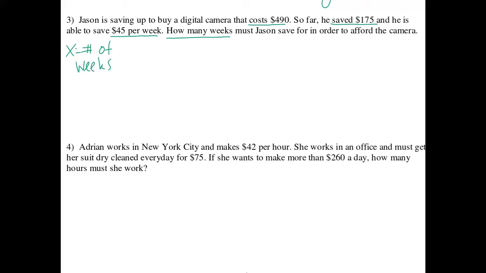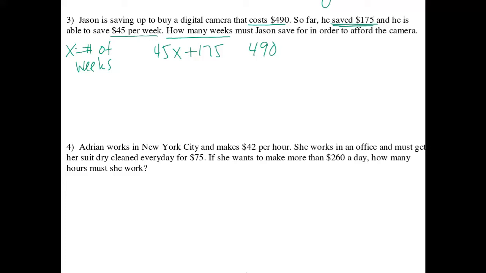I noticed that when I underlined $45, that was a per week amount. So I'm going to write 45x because every week he's saving $45. Now, it also says he's already saved $175. So in addition to the $45 he's going to save per week, he already has that $175. So we'll add that on to what he's saving weekly. Now, the cost of the camera, however, is $490.